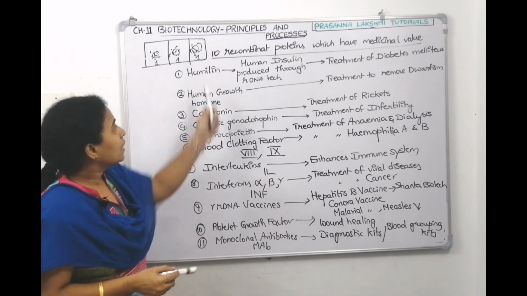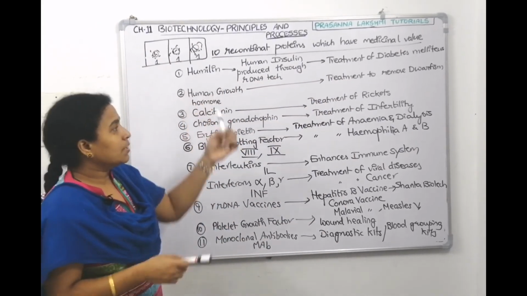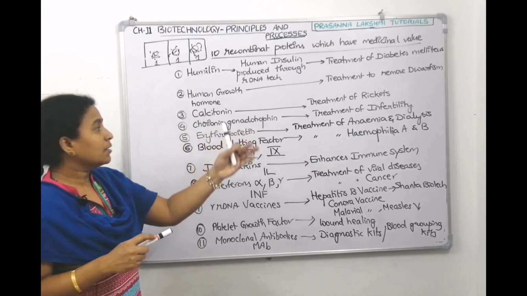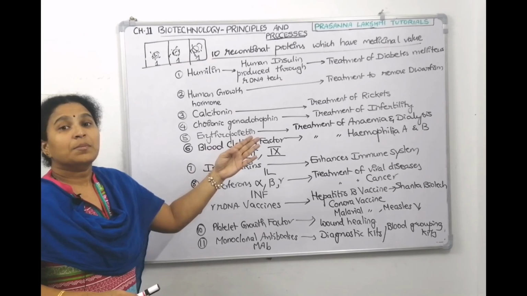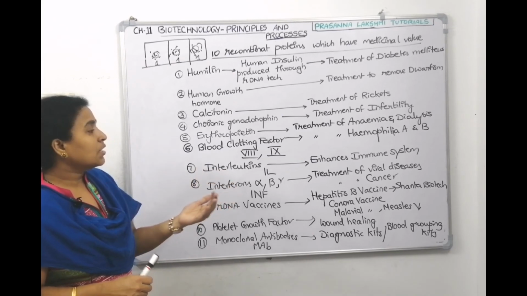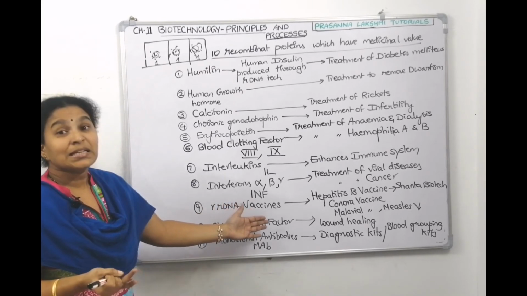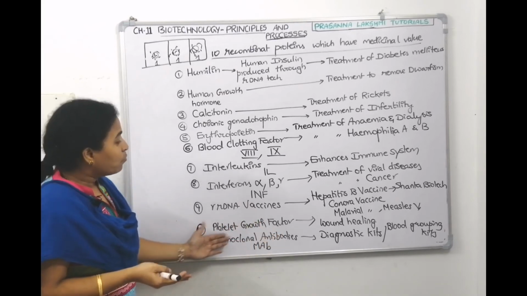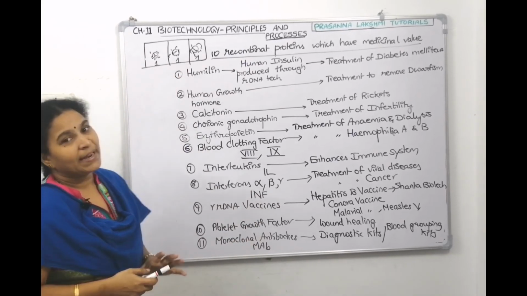I listed 11, I think. The recombinant proteins which have medicinal value are: human insulin, used in treatment of diabetes; human growth hormone, treatment of dwarfism; calcitonin, treatment of rickets; human chorionic gonadotropin, treatment of infertility; erythropoietin, treatment of anemia; blood clotting factors, treatment of hemophilia; interleukins will enhance the immune system; interferons, cancer treatment. rDNA vaccines are safer than the traditional vaccines. Platelet growth factors will help in wound healing. Monoclonal antibodies are used to manufacture diagnostic kits and for blood group identification.